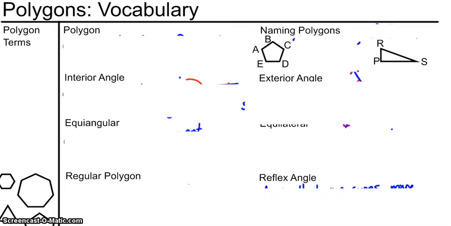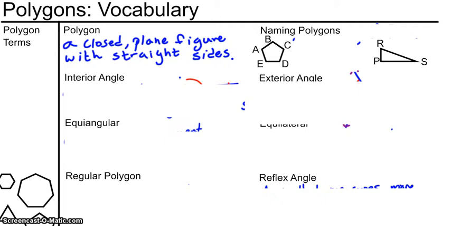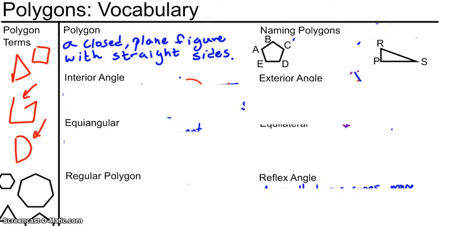So let's start off. What is a polygon? Well, a polygon is a closed plane figure with straight sides. So that means that something like a triangle is a polygon. Squares are polygons. But something like this shape would not be a polygon because it is not closed. Something like this would not be a polygon because it does not have straight sides. And a cube would not be a polygon because it is not a plane figure.